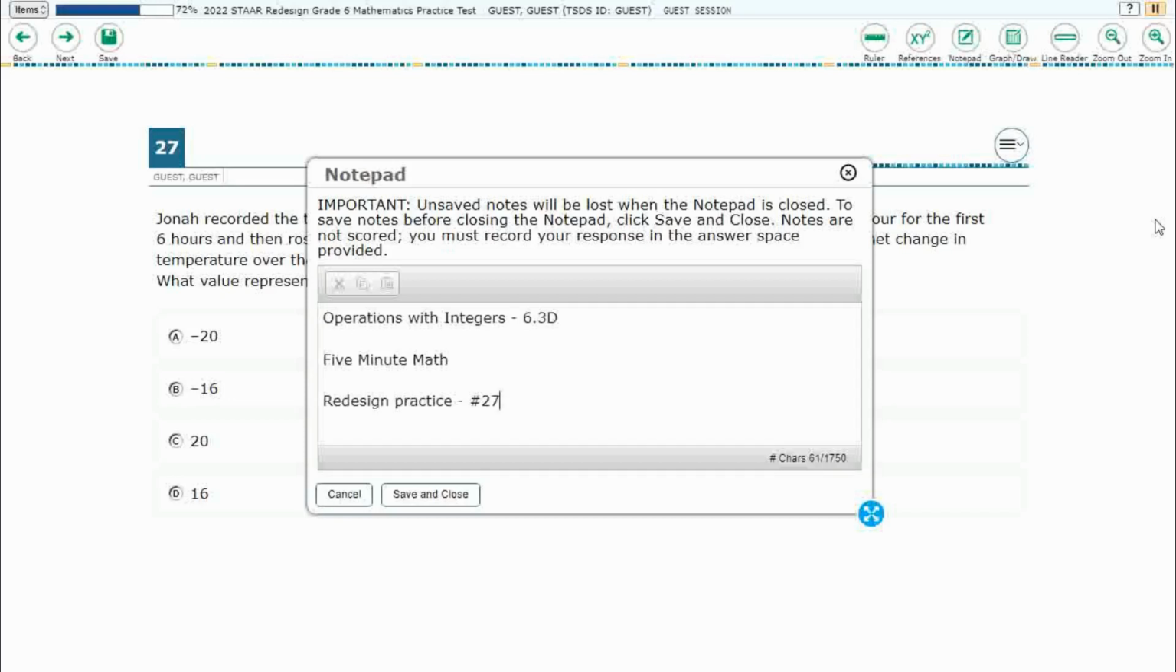Today we are looking at the 6th grade concept of operations with integers. This is standard 6.3D in the great state of Texas, and we are using item number 27 of the Redesign Practice Online STAAR Test. If you haven't done so already, please go ahead and take a moment to pause the video, work this problem out on your own, unpause it, and we will look at our answers together.